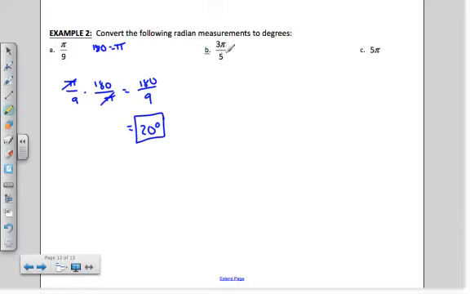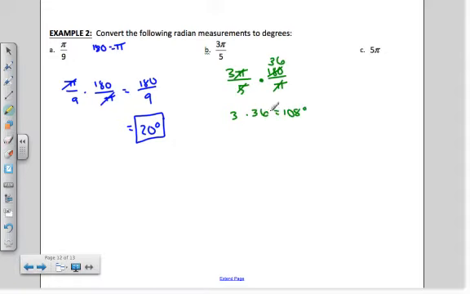Okay, let's look at the next one. We've got 3 pi over 5, and since we want to get rid of the pi, we multiply by 180 over pi. The pi's cancel. So 5 and 180, we can simplify that. 180 divided by 5 is 36. So we have 3 times 36, which is 108 degrees.